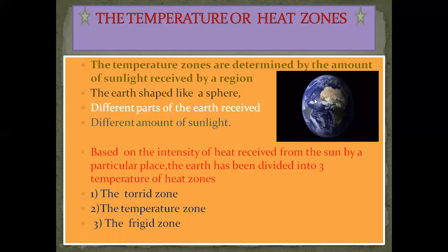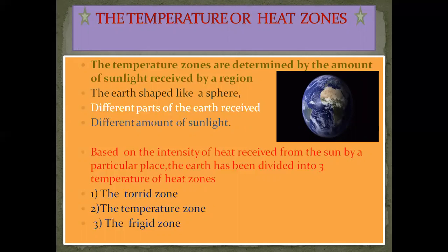Based on the intensity of heat from the sun rays received by a particular place, the earth has been divided into three temperature zones. Which are those? The torrid zone, the temperate zone, and the frigid zone. How many zones are there? There are three zones.